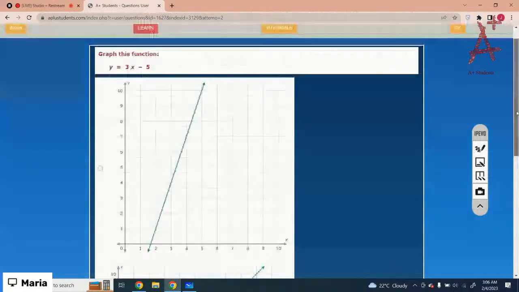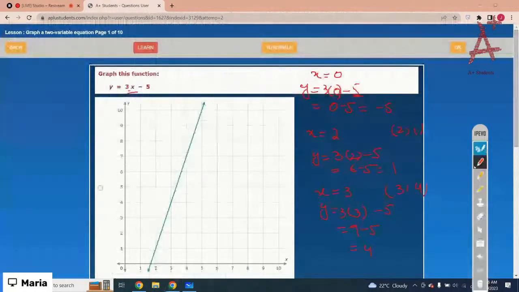Just look at the first one. The points we have are (2, 1) and (3, 4). Okay, let's see. x is 2, y is 1. This is the point (2, 1). Got it? Okay, (3, 4). When x is 3, here you have x is 3. Just match it to the y axis. Here you have (3, 4). That means option number 1 is the correct option. That is the graph for y equals 3x minus 5. Got it?